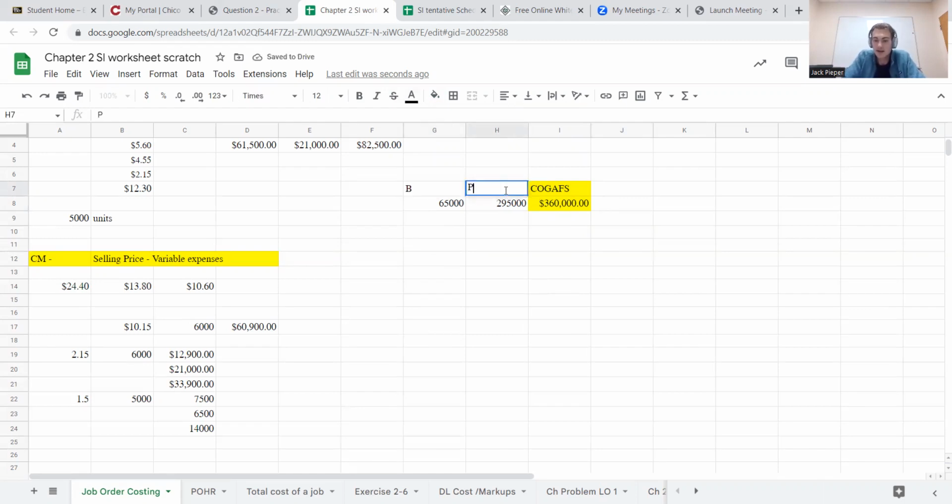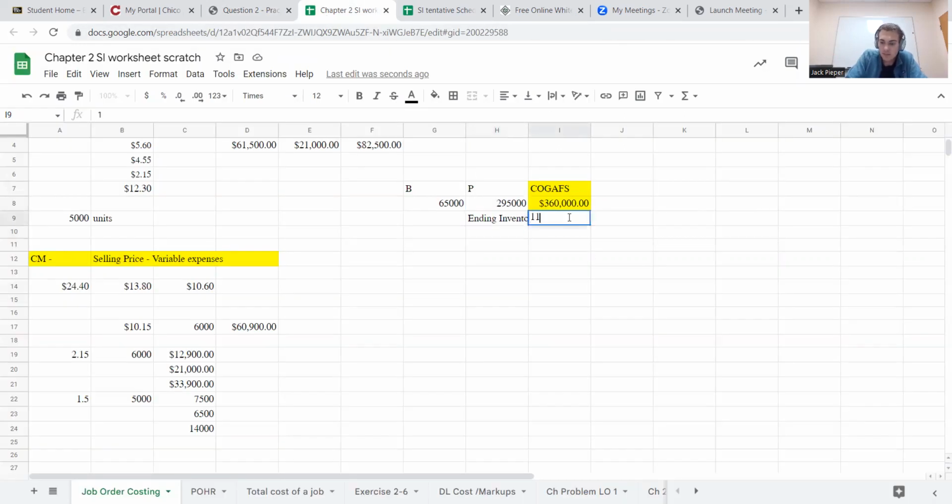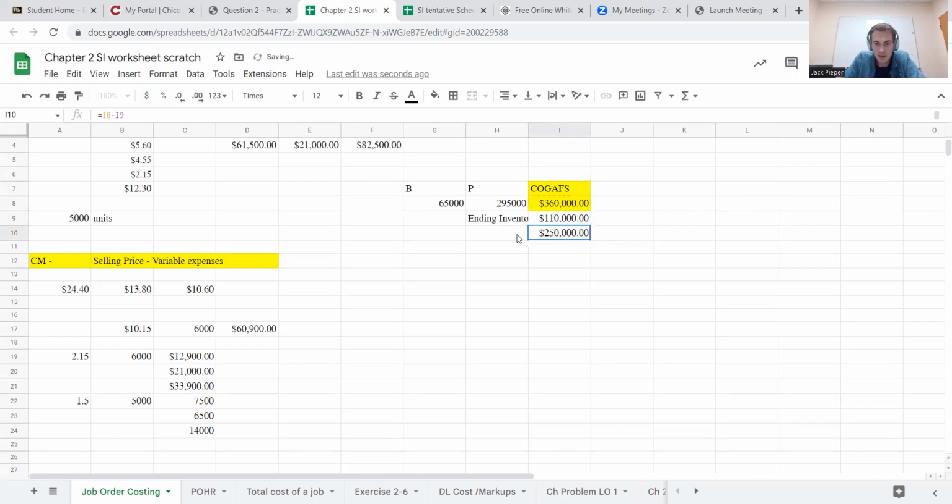All right, now to find our cost of goods sold, not the cost of goods available for sale, cost of goods sold, all we have to do is subtract the ending inventory. So we'll mark it ending inventory, which was 110,000. Okay, make that a dollar amount. All right, and if we subtract it, yep, we will get our cost of goods sold, 250,000.